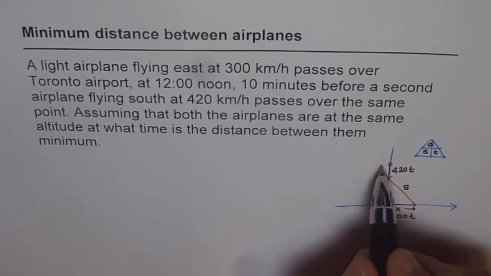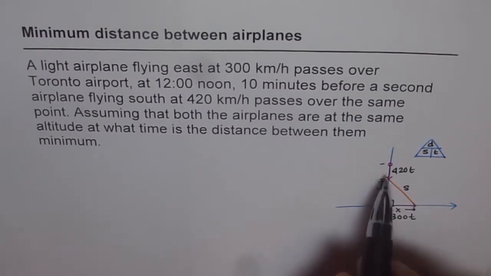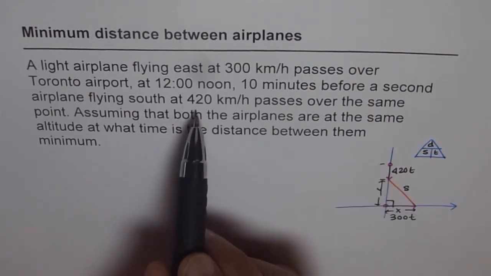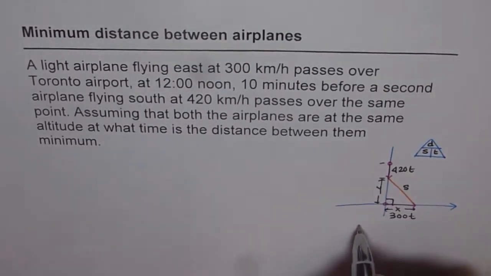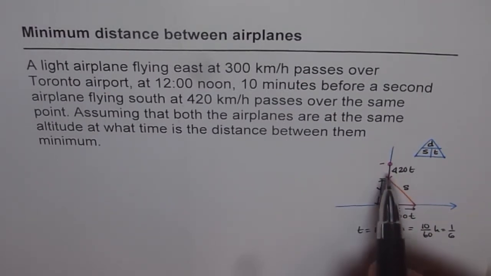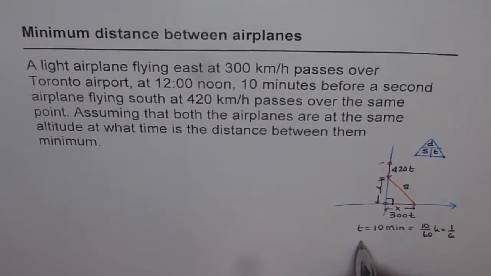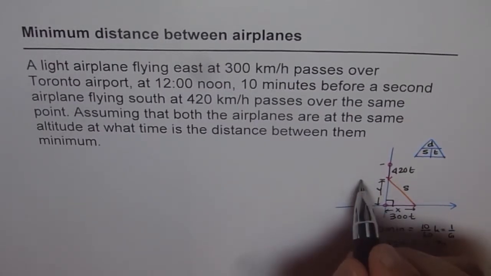So what is y? We need to find what this distance is when the first plane flying east just went over Toronto Airport. So that should be 10 minutes before. Since the plane is flying south with a speed of 420 kilometers an hour, in 10 minutes, how much distance can it cover? 10 minutes means 10 over 60 hours, or 1/6 of an hour. So the distance, let's say capital Y, should be equal to 420 times 1/6. That is 420 divided by 6. 42 is 7 times 6, so we get 70. So now we know that this distance is 70.